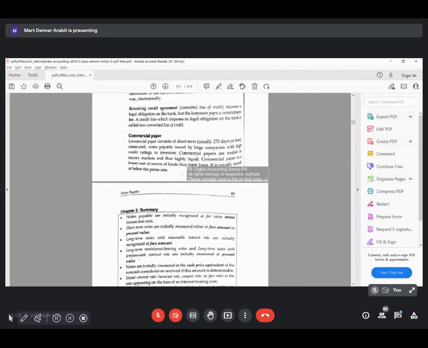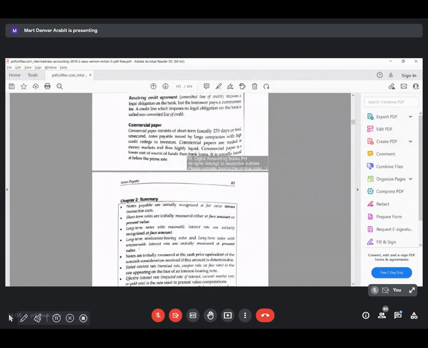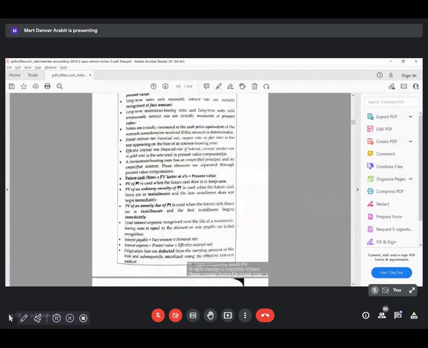Commercial paper is a lower cost source of funds than bank loans. It is usually issued at below the prime rate. So, okay. That's it for chapter 2.